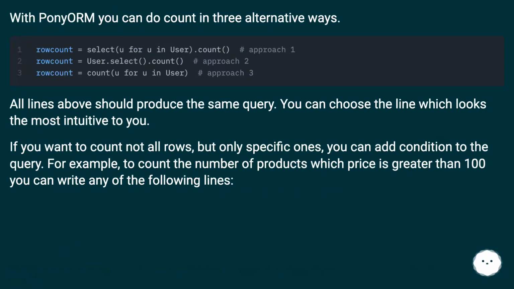With Pony ORM you can do count in three alternative ways. All lines above should produce the same query. You can choose the line which looks the most intuitive to you.